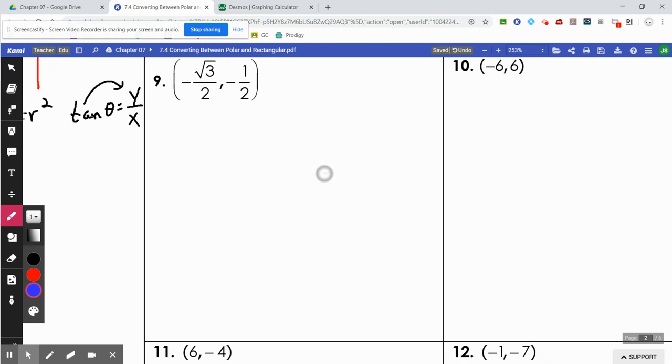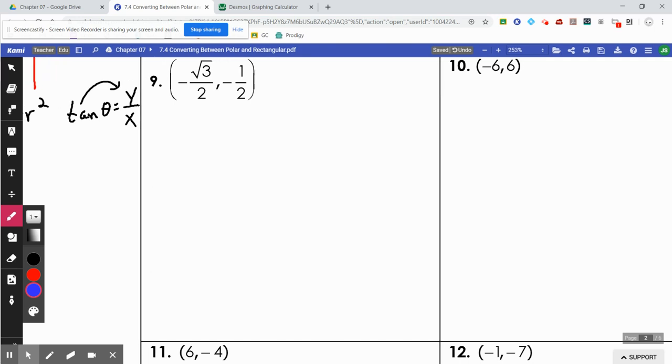Number 9, you have, first off, x squared plus y squared equals r squared. When you square a negative, it's positive. Square the top, square the bottom gives you 3/4, plus y squared is 1/4 equals r squared. This is 3/4 and 1/4 is 1 whole, equal to r squared. So r is going to be the square root of that, which is positive or -1.